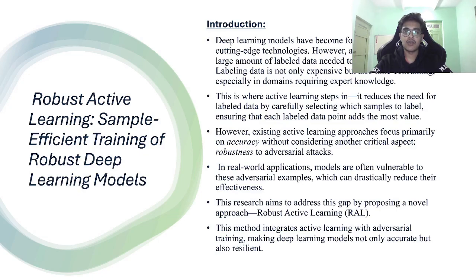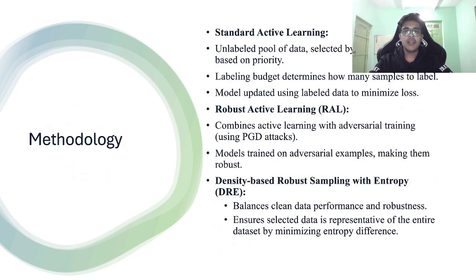adds the most value. However, existing active learning approaches focus primarily on accuracy without considering another critical aspect, that is robustness to adversarial attacks. In real world applications, models are often vulnerable to these adversarial examples, which can drastically reduce their effectiveness. This research is aiming to address this gap by proposing a novel approach, that is RAL, that is robust active learning. This method integrates active learning with adversarial training, making deep learning models not only accurate but also robust. So moving on, we have the methodology.